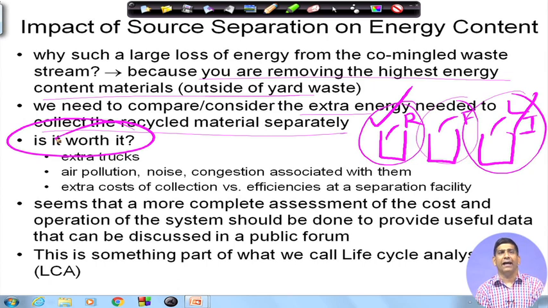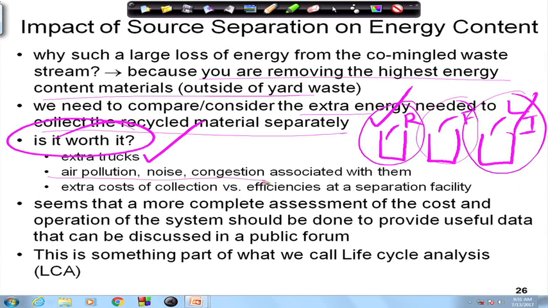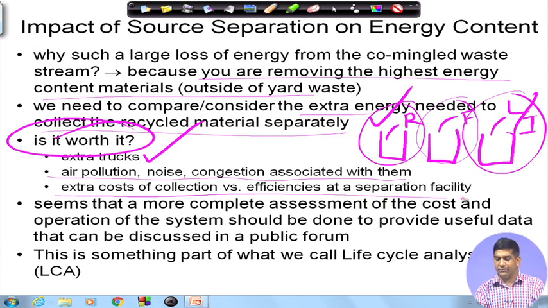Now, how will we find that out? There may be a requirement of extra trucks, and we can find out how many extra trucks will be required. Extra trucks mean more gasoline, more air pollution, more noise, and more congestion. So there are some environmental impacts associated with those. There are also extra costs for collection. Those things are there as well.